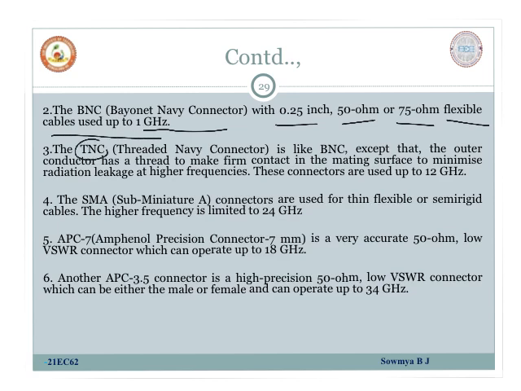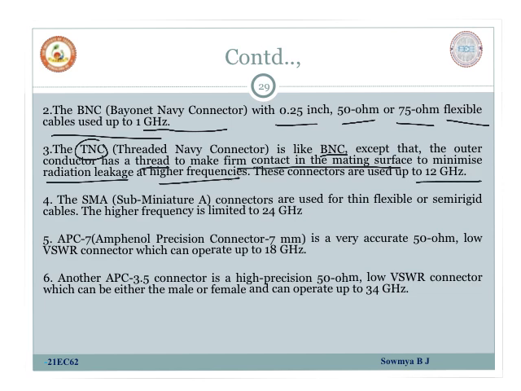Next is the TNC, threaded navy connector. It is same like BNC except that the outer conductor has a thread in order to make firm contact in the mating surface. Mainly this is done to minimize the radiation leakage at the higher frequencies and these connectors are used up to 12 gigahertz.